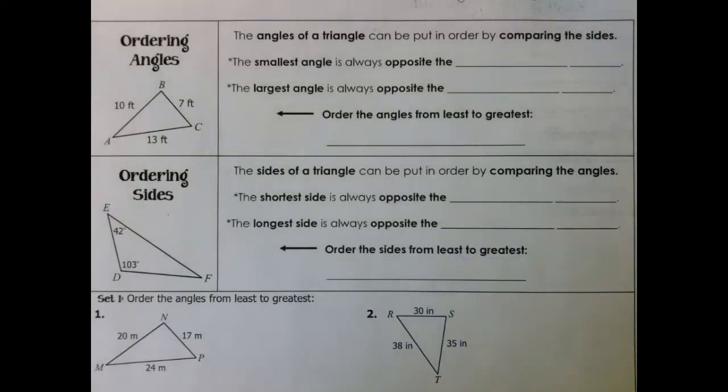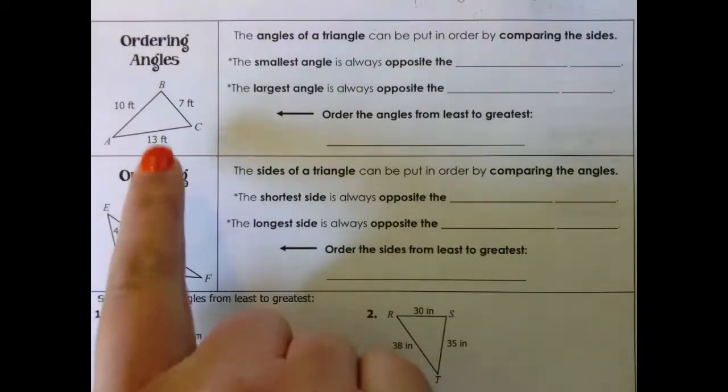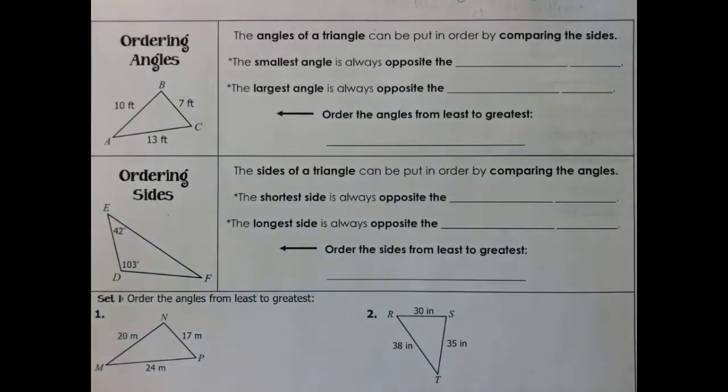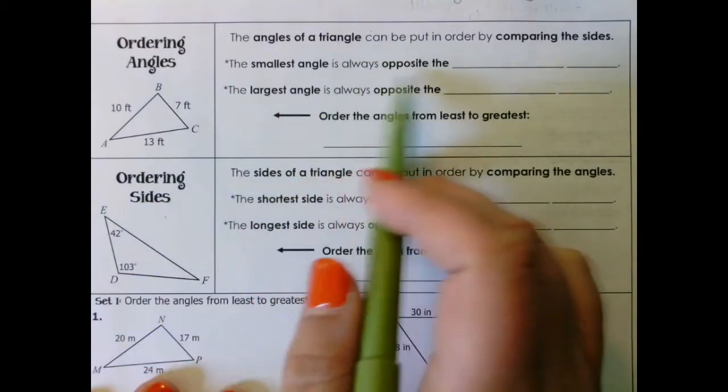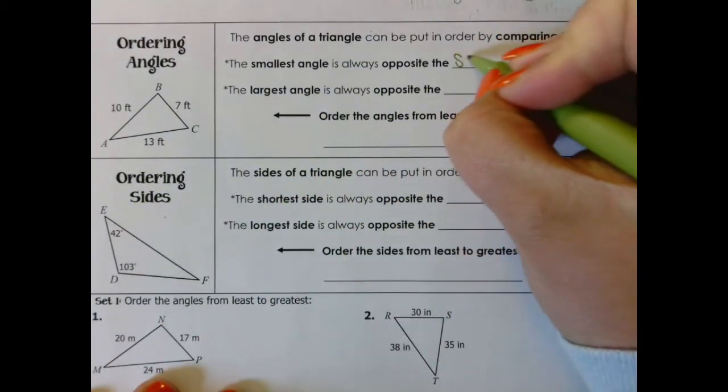Alright, so today I have just a short video for you guys. This is going to be on ordering angles and sides of triangles from either least to greatest or greatest to least. So the angles of a triangle can be put into order by comparing their sides. So if we look at this first one, when we're ordering the angles, the smallest angle of my triangle is always going to be opposite the smallest side.